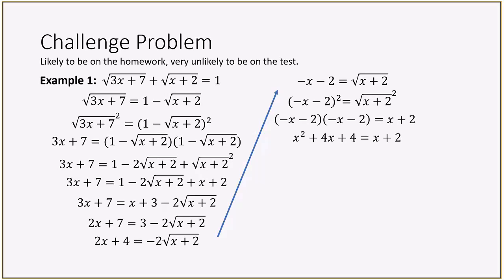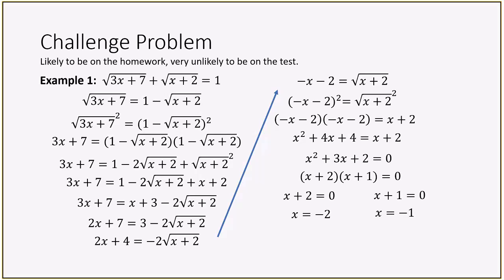So if I FOIL out my left side, I'll have x squared plus 4x plus 4 is equal to x plus 2. I subtract the x plus 2 over, I factor, and I get x is equal to negative 2 and x is equal to negative 1. I'm not going to write the checking because I just don't have space on the slide. But x equals negative 2 does work. That solution is correct. X equals negative 1 is not a solution. It's an extraneous solution. So I put a slash through the equal sign, and I'm done with it. And that's it for this lecture.